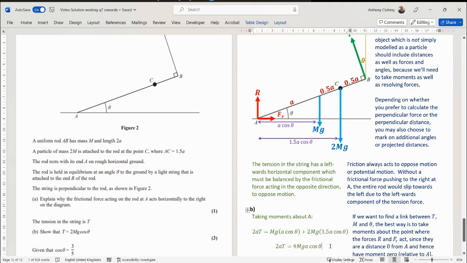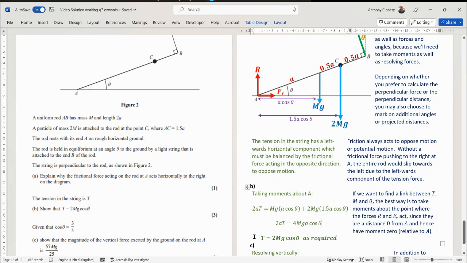That can be simplified a bit because both of these terms on the right-hand side have got mg and cos theta as a factor. In fact, they've also got an a. All we need is 1 mg a cos theta and another 3 mg a cos theta from the 2 times 1.5. That gives a total of 4 mg a cos theta. And by dividing through by a, because it's a common factor on both sides, and dividing by 2, we can get an expression for T. And that is exactly the one they asked us to find.